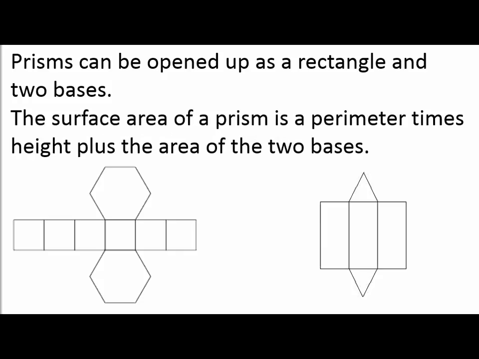The surface area of a prism is perimeter times height plus the area of the two bases. Go ahead and copy that. I still have some more notes after this, some more words. But while you're copying it, let me pass out your worksheet.